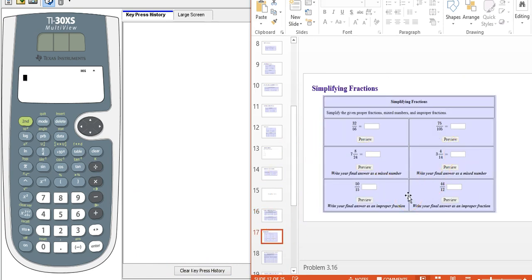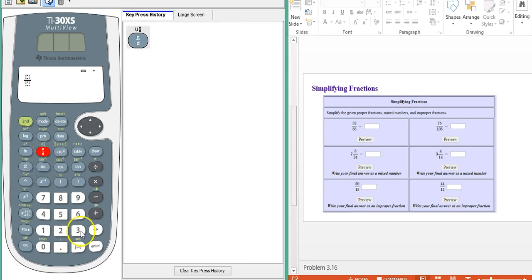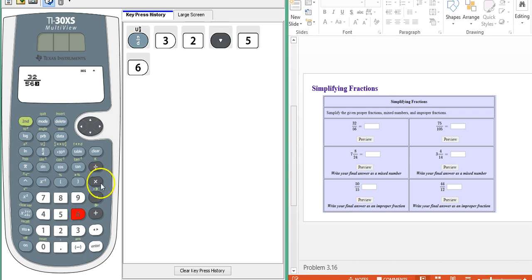Simplifying fractions. So the calculator will simplify fractions for you. In fact, it will always give you a simplified fraction as an answer. So I am just going to hit n over d. I'm going to put 32 over 56. Okay. Now I'm going to hit enter, and it's going to give me, oh, actually it gave me a simplified fraction already. So it just simplified it.